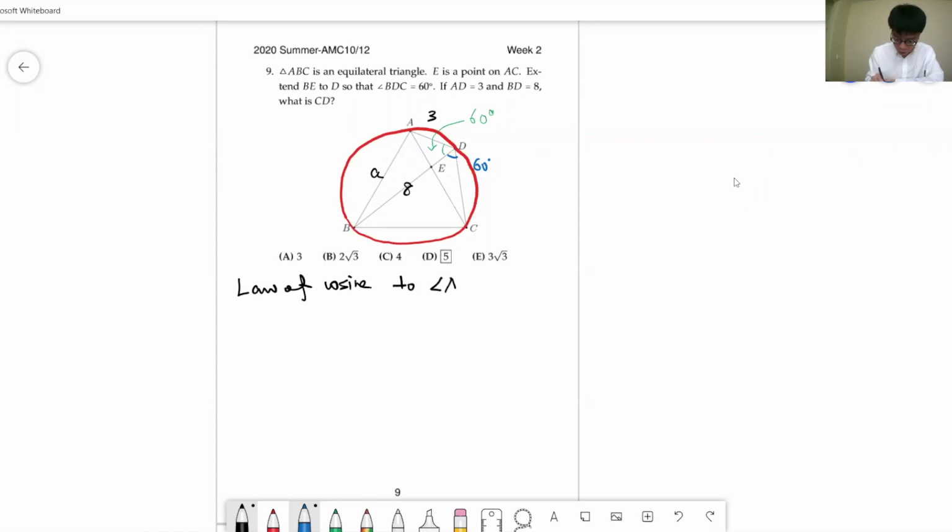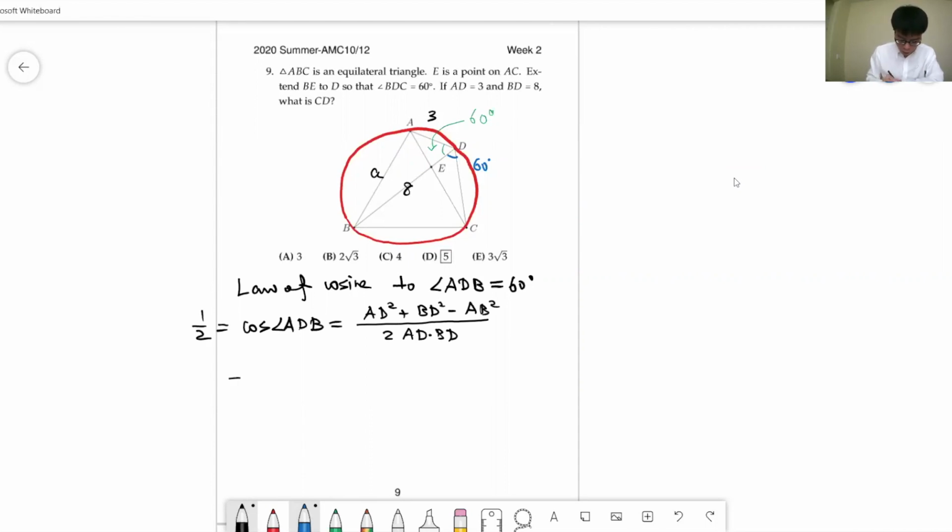To angle ADB, which is 60 degrees, right? So we know that cosine of angle ADB is equal to AD squared plus BD squared minus AB squared, divided by twice AD times BD. And of course, this is cosine 60, so this equals 1/2. Now let's plug in these notations.